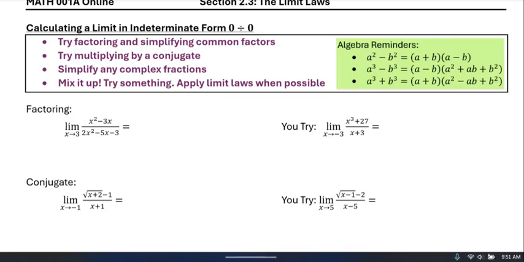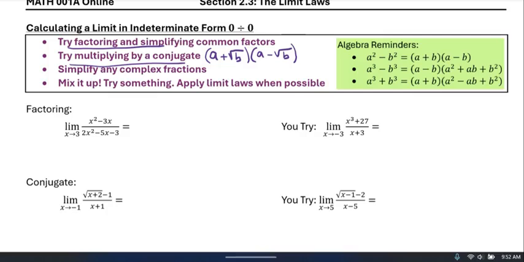Try factoring and simplifying. That might work out. Try multiplying by a conjugate. If you remember what a conjugate is, if you have something like a plus the square root of b, the conjugate of that would be multiplying by a minus the square root of b. That's just an example. Number 3, simplify any complex fractions.